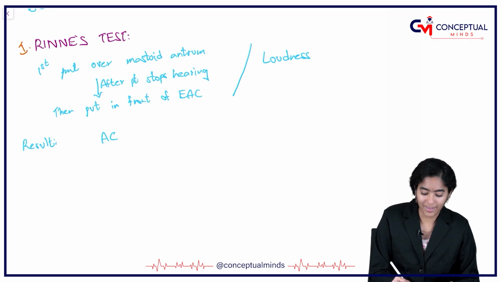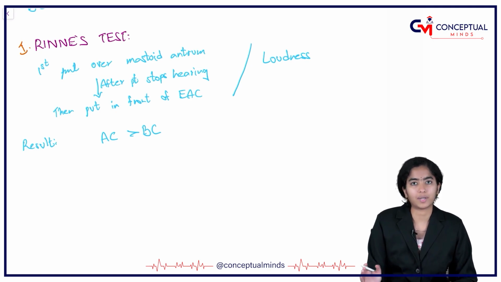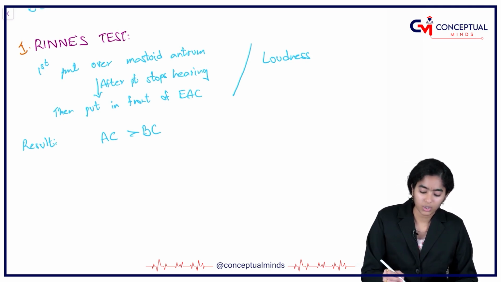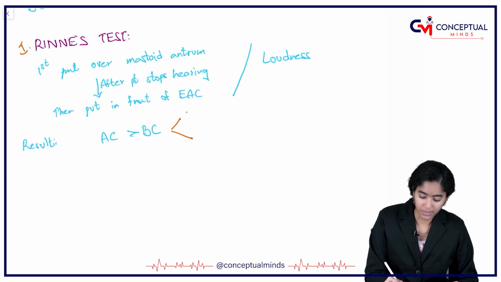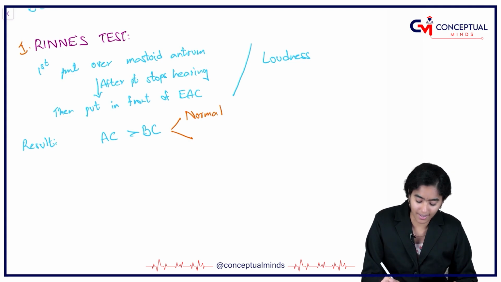air conduction is better than bone conduction, AC stands for air conduction and BC stands for bone conduction. If the patient says air conduction is better than bone conduction, the patient will not say air conduction and bone conduction. The patient says this is better or this is better. And you can obviously understand. If the patient says air conduction is better than bone conduction, then two things are possible. Either the patient is normal. He has no hearing loss. As we know, air conduction is better than bone conduction in normal people. Or another possibility is, he is having sensorineural hearing loss.